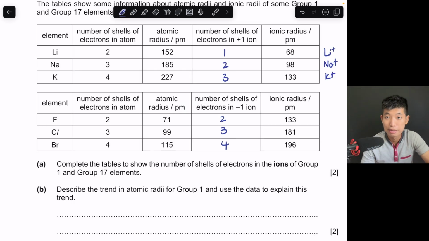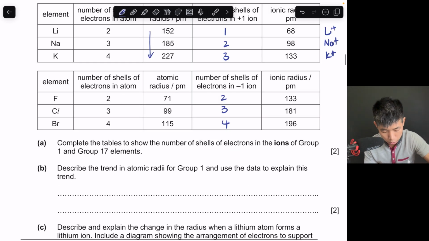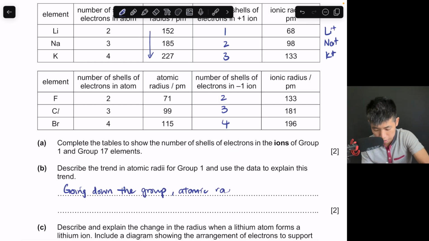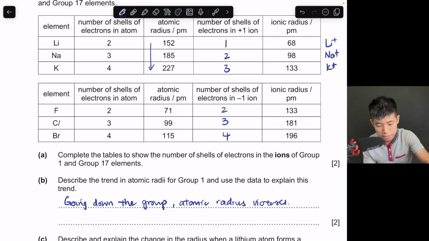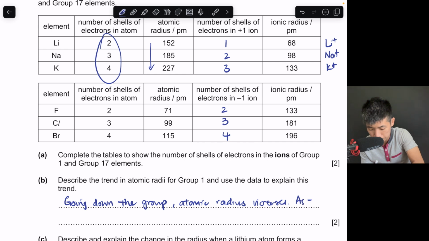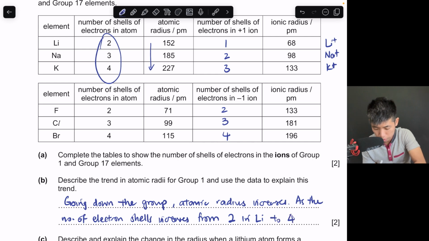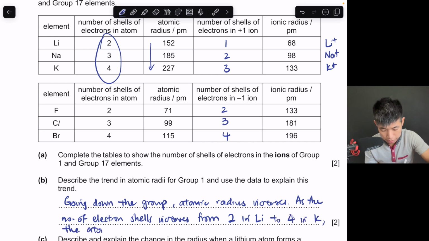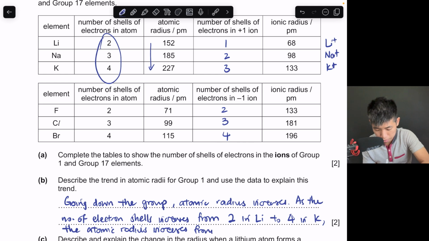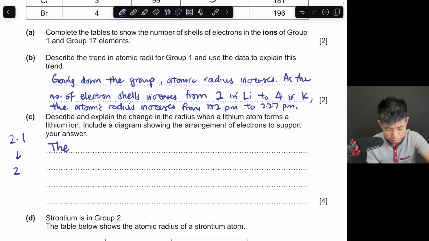The atomic radius is a measure of the size of the atom, which is also related to the number of electron shells it has. So the trend is that going down the group, the atomic radius increases. Okay, so what does the data tell us? The data tells us that the number of electron shells increases. So as the number of electron shells increases from 2 in lithium to 4 in potassium, the atomic radius increases from 152 to 227.